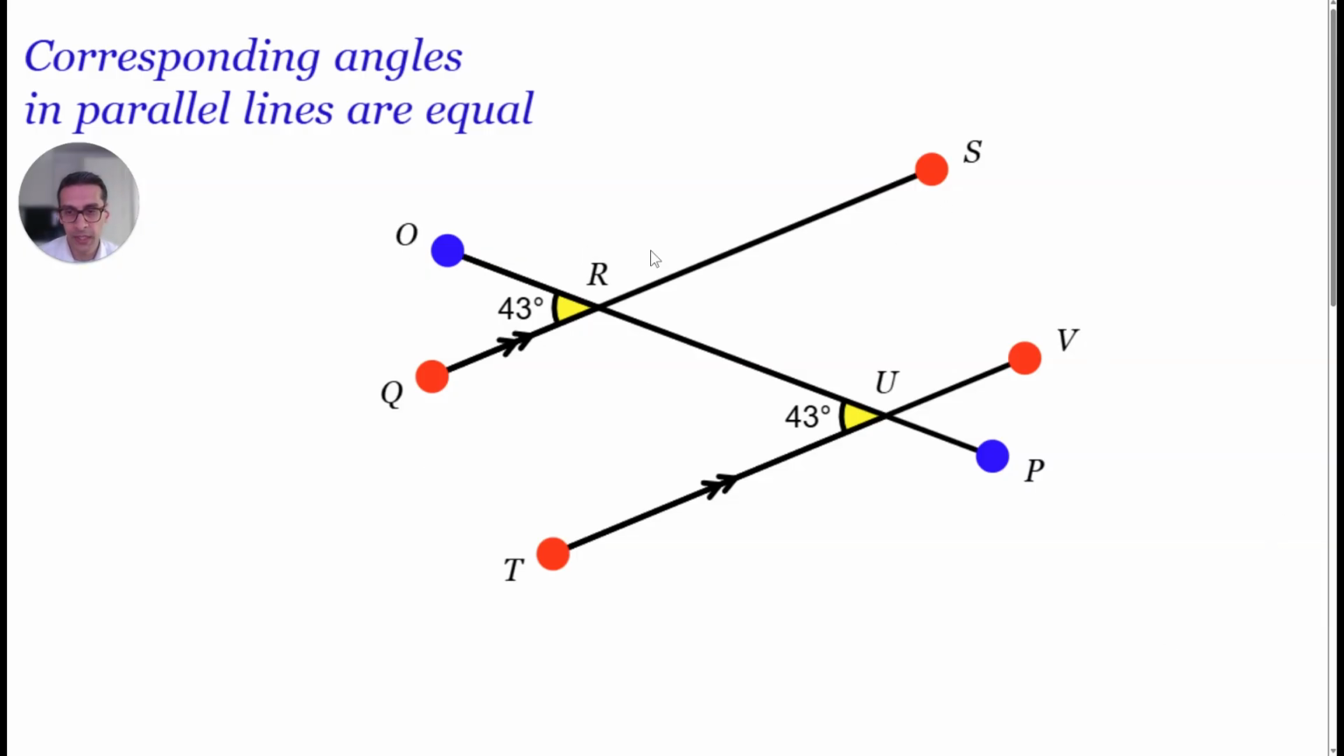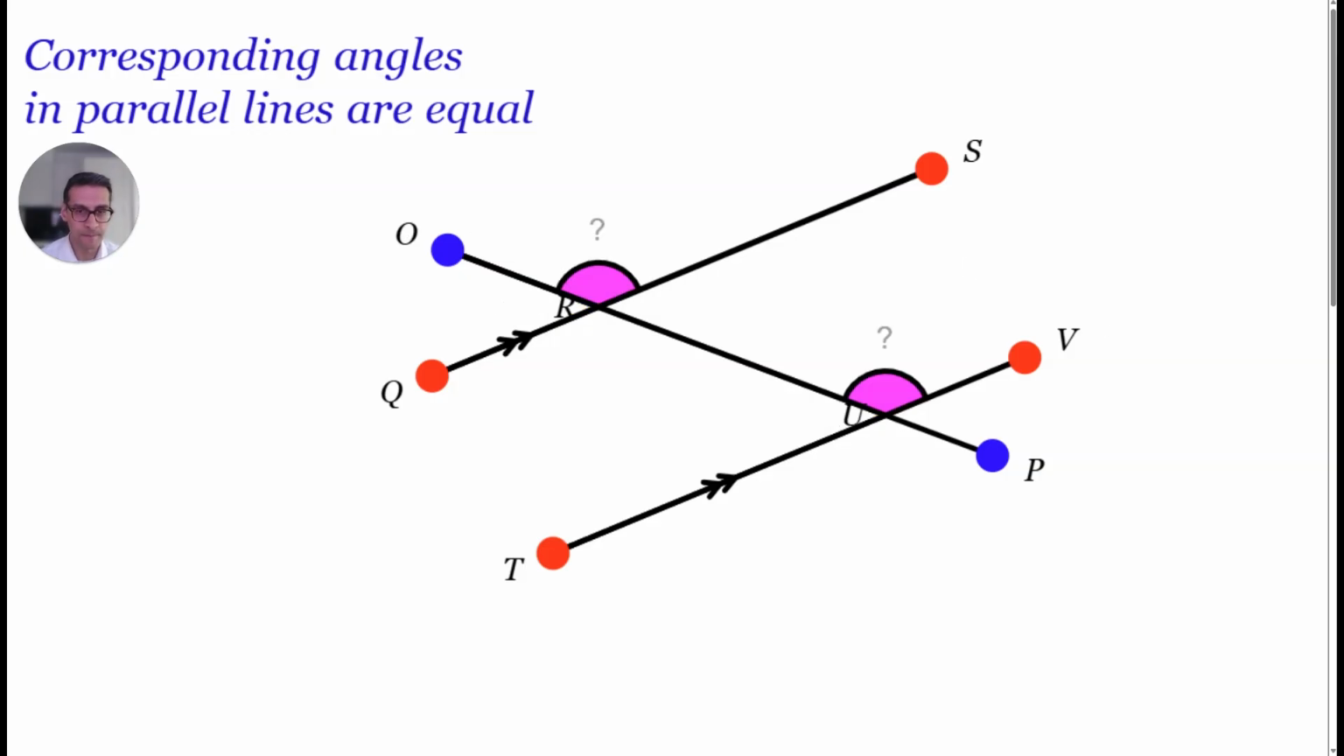Remember, we can also get angles that are labeled just like this. So we might need to, for example, refer to angle 43 here. If we want to refer to the one at the bottom rather than the one at the top, we could call it TUR. And then this angle here would be QRO.